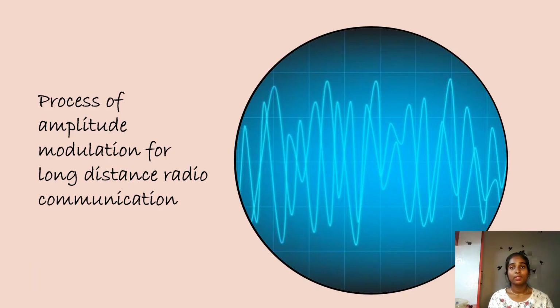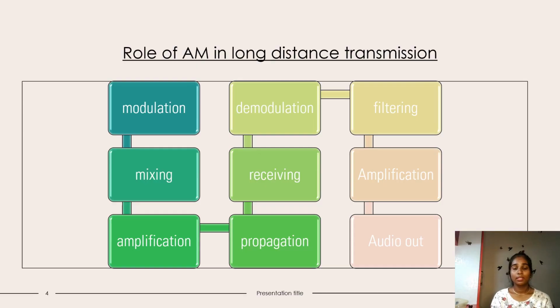Now let us learn the process of amplitude modulation in long distance radio communication. Let us understand the steps involved in amplitude modulation for long distance transmission. So the first step is modulation, second step is mixing, third step is amplification, fourth step is propagation, fifth step is the receiving end, and sixth step is the demodulation, followed by filtration, amplification, and the audio output.